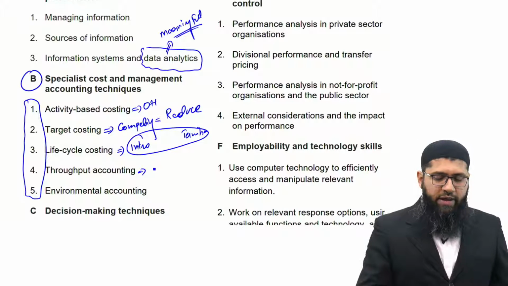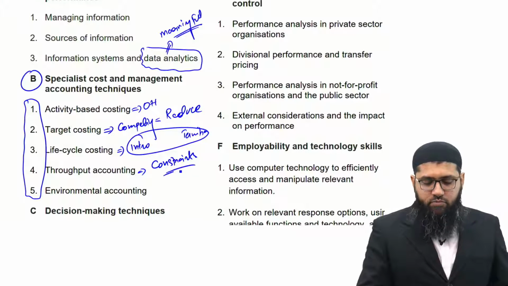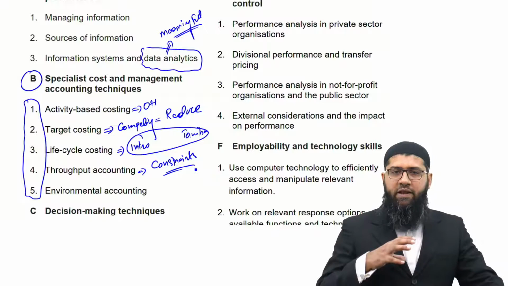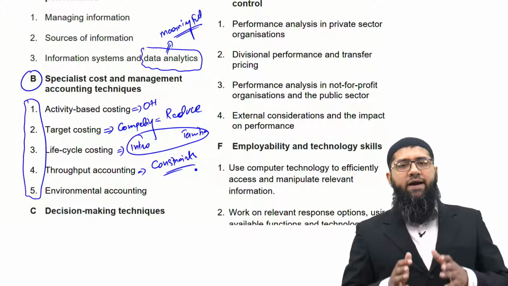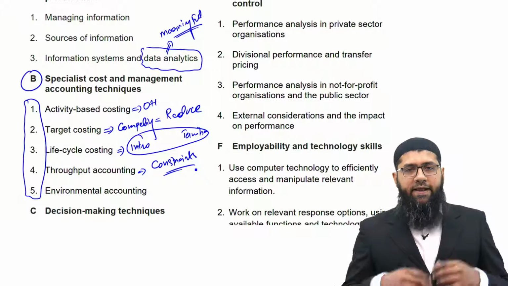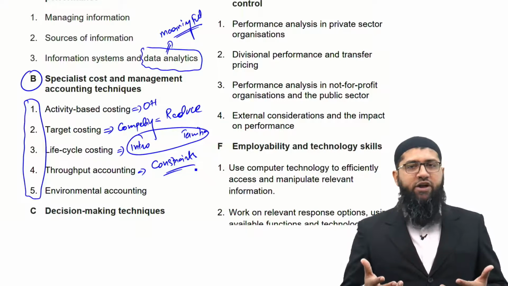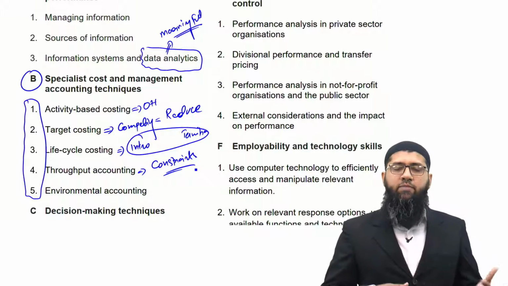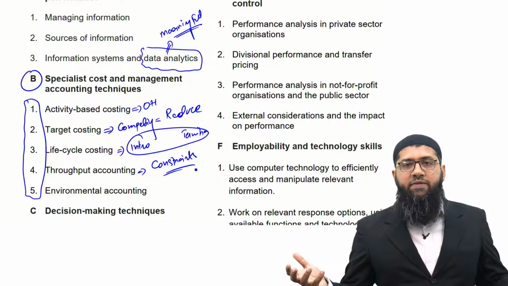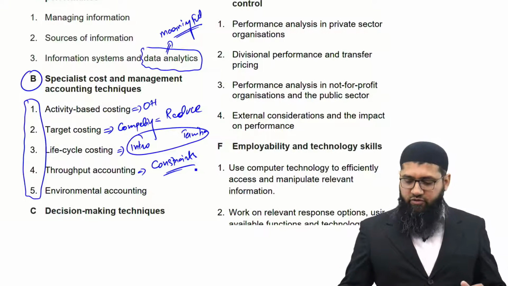Then you've got throughput accounting, ideally suited for organizations which face different types of constraints. What do you mean by constraints? Constraints are limitations, when there is limited availability of resources, and that is the situation when you use throughput accounting. It helps you determine the best possible outcomes within the constraint. There could be a constraint with respect to labor time, material, or multiple things like machine capacity, etc. So throughput accounting is ideally suited for such organizations.